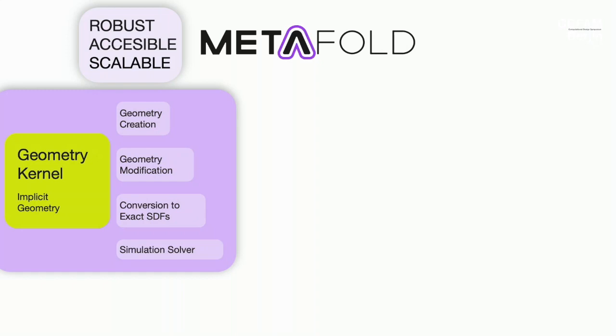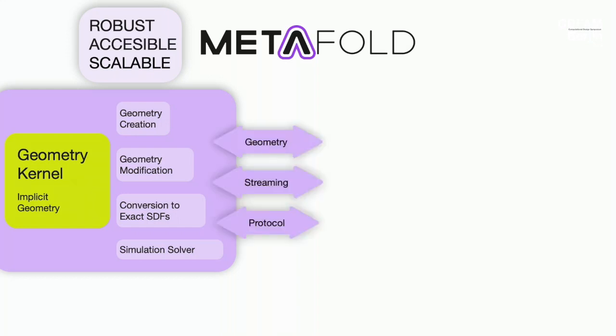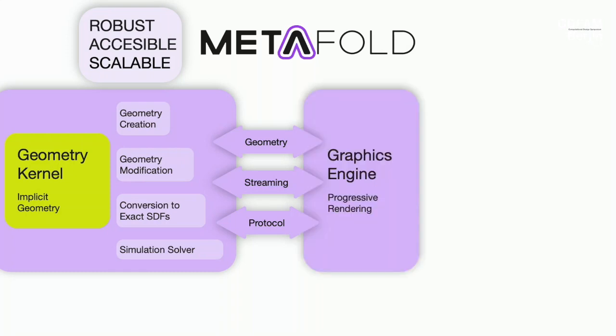Okay, so putting it all together, we've looked at these three principles of geometric infrastructure and how we think about them at Metafold: robust, accessible, and scalable. Those are the things that we've been thinking about for the past few years. It all begins with our geometry kernel for implicit geometry. From there, we have geometry creation, geometry modification, the conversion to exact SDFs, which give you the dimensionality you need, and our simulation solver. Our geometry streaming protocol is what allows us to communicate this efficiently over the web. And our graphics engine handles the rendering of the geometry.